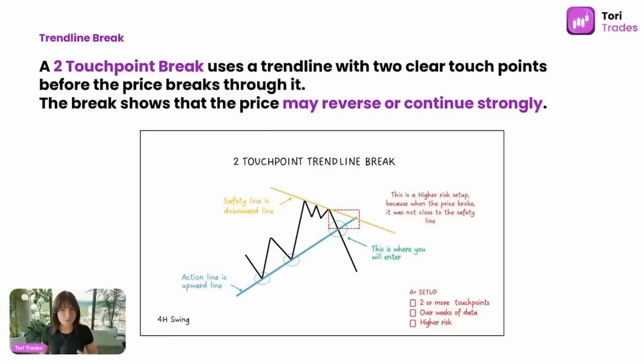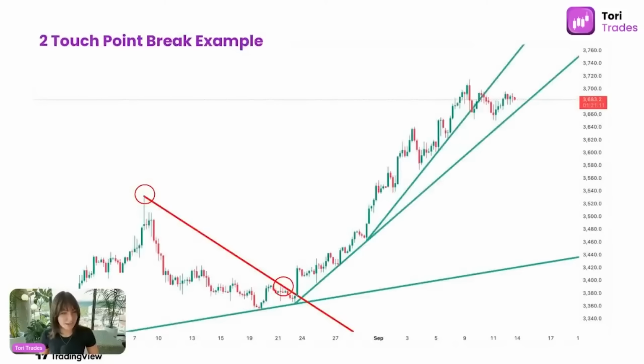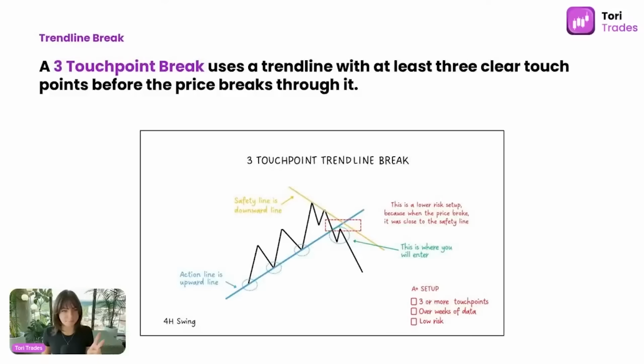When presented with a setup, how many touch points does it have? I'm curious. This is what it looks like on an actual chart. We've got a 2 touch point trend line break. This is just getting a little bit more scientific and wanting to know a little bit more about the setup. If I told you this was just a simple action line and safety line, you guys would be following. But now we just want to know a little bit more. This specific setup is a 2 touch point trend line break.